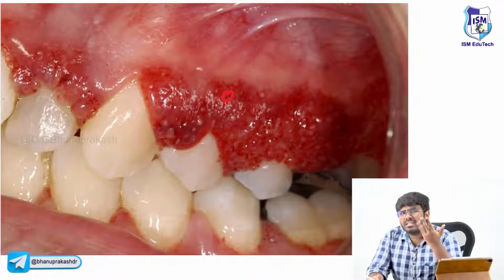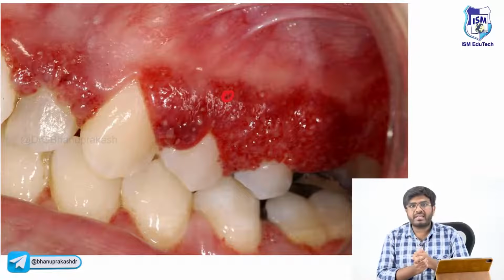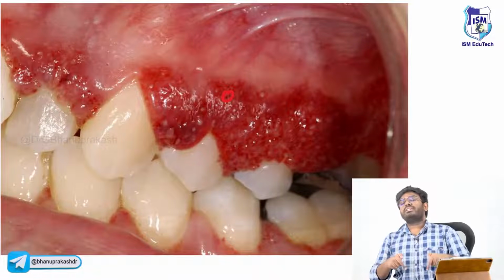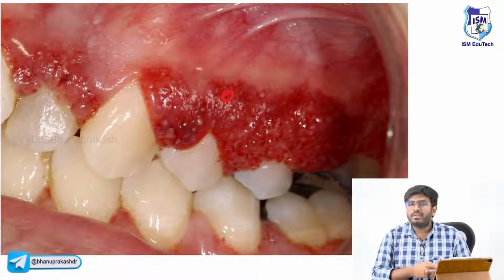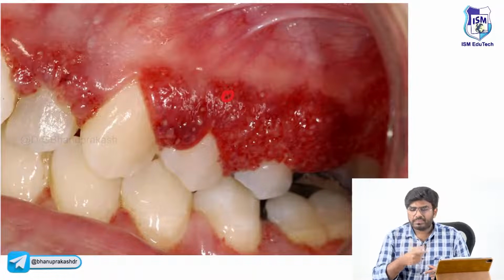tongue? Come on guys, tell me where we have studied about the strawberry tongue. It's Kawasaki disease, strawberry tongue. But here, this is not the strawberry tongue, this is strawberry gingivitis, strawberry gums, because of the inflammation of the blood vessels.